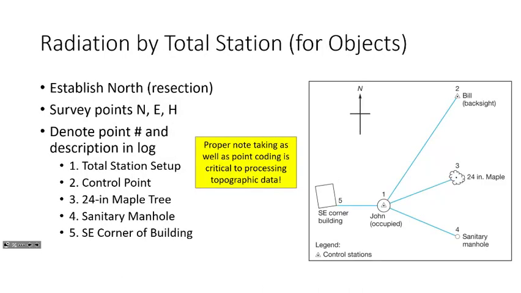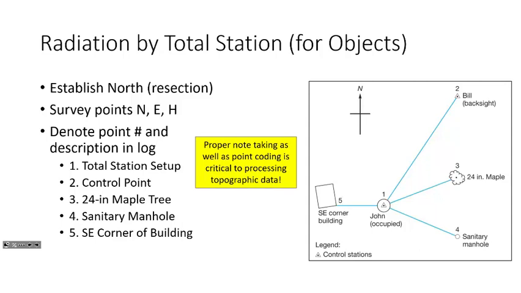Now, a couple things worth mentioning. Whenever you're performing your radiation by total station, I mentioned this a little bit earlier, but I want to be clear on this. Whenever you're collecting data in the field, specifically for a topo, what is incredibly important is proper note taking. I'm going to give you some guidance in the lab this week, but this is one of those things where you all have to figure out your own way of doing it. For example, if you collect point number 7, what is point number 7? Is it the southeast corner of the building? Is it this sanitary manhole, and so on? You need to track that in a proper fashion.